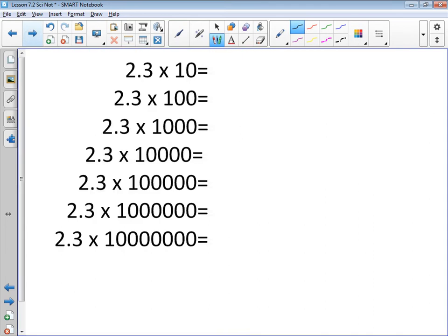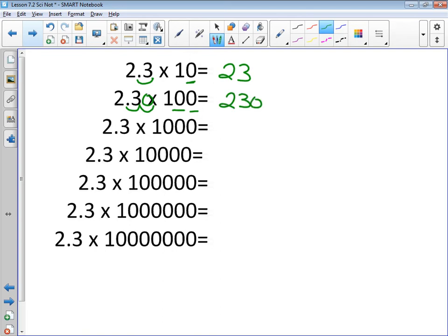Now if you take a decimal number like 2.3 and you multiply it by some power of 10, the trick that you should have learned way back in grade school is this number of zeros tells you how many times to move the decimal point. So 2.3 times 10, I have 1 zero, I'm going to move it one time and get 23. And 2.3 times 100, there's 2 zeros, I'm going to move it 2 times. Any empty space that I have, I'm going to fill with the 0, so I get 230.